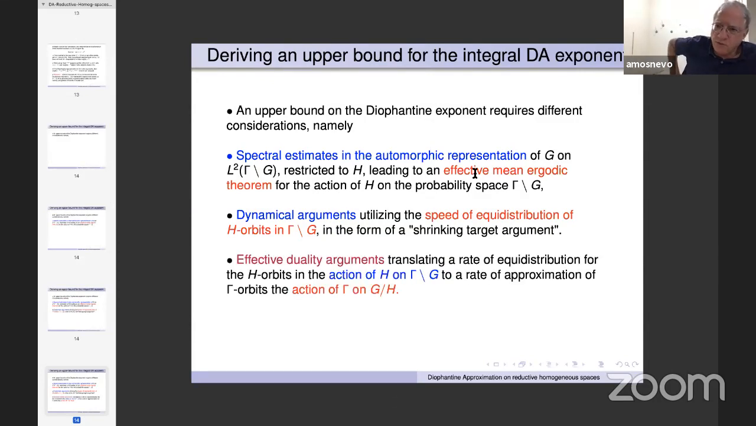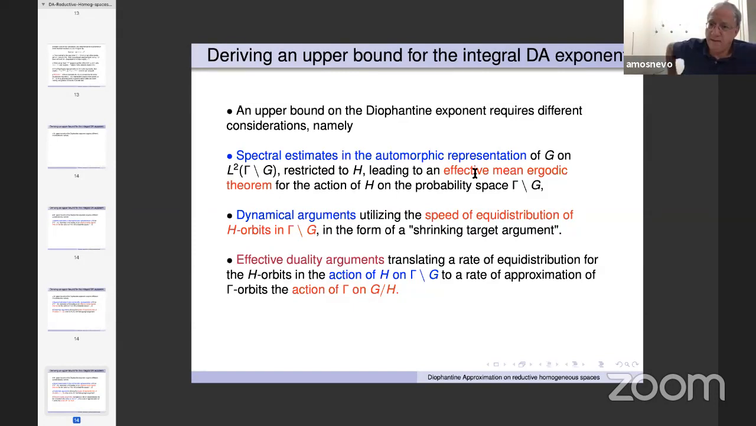And finally, we're going to use an effective duality argument. And this is another key to this analysis. The effective duality argument translates a rate of equidistribution for the H orbits in the action of H on G mod gamma to a rate of approximation of the gamma orbits in the action of gamma on G mod H. The duality principle may be definitely one of the most fundamental tools in homogeneous dynamics. And you can view what I'm saying here as essentially giving an effective form to the idea of duality in some instances and exploiting its properties.